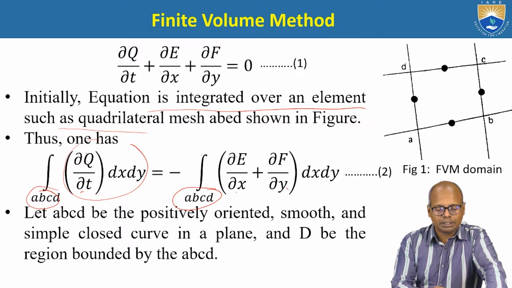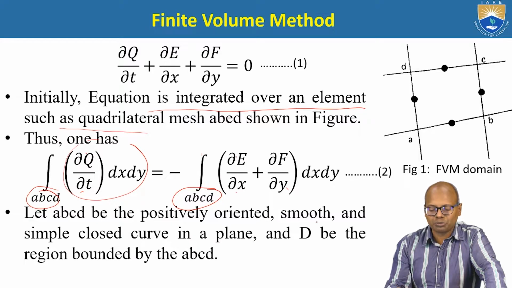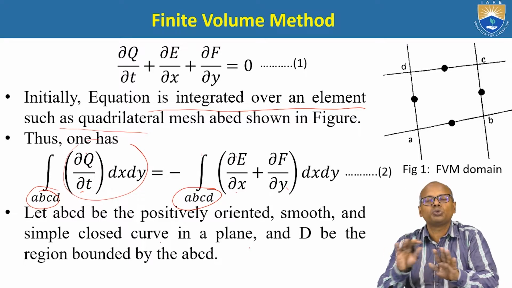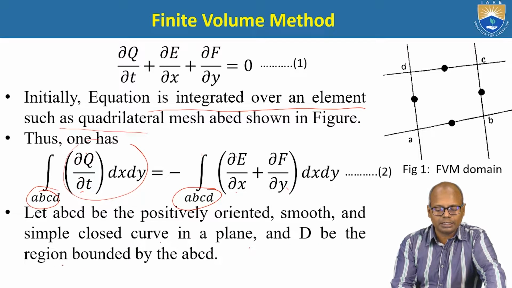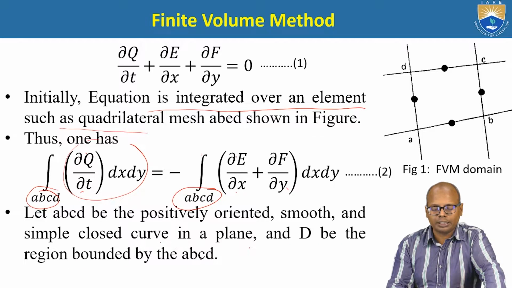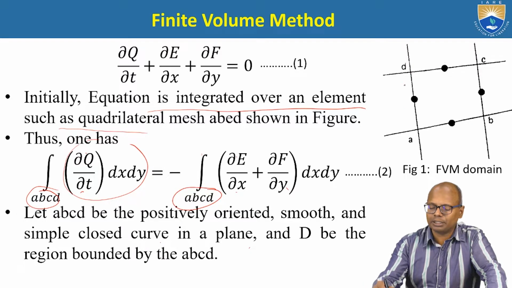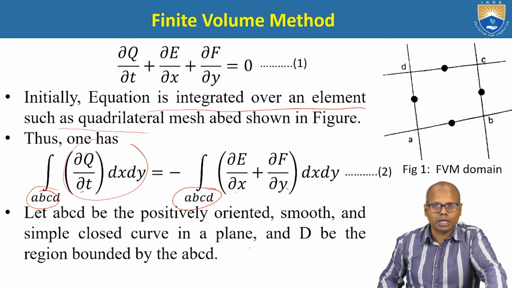Now what is this ABCD? Let ABCD be a positively oriented, smooth and simple closed curve in a plane. So it is a two-dimensional object, and let D be the region bounded by ABCD. Whatever region is there in between is defined by capital D.